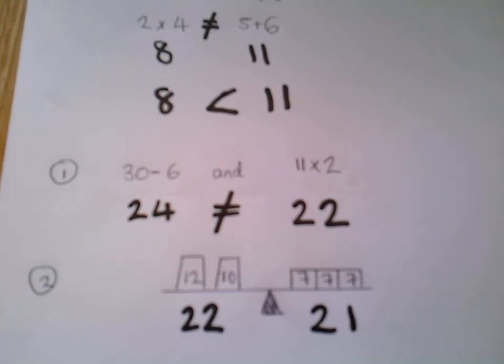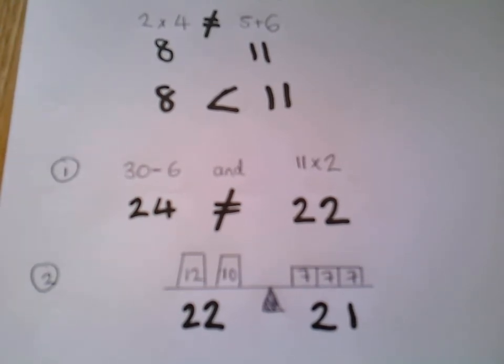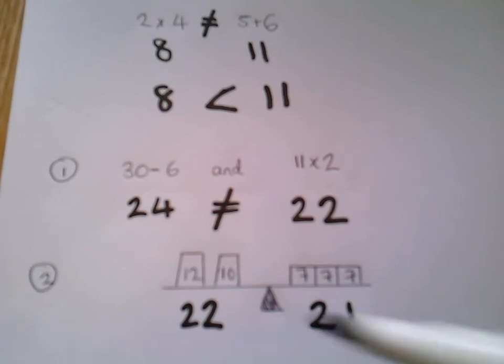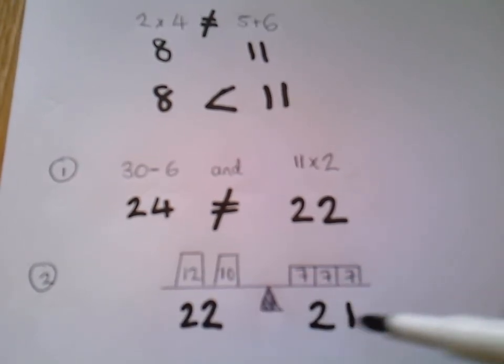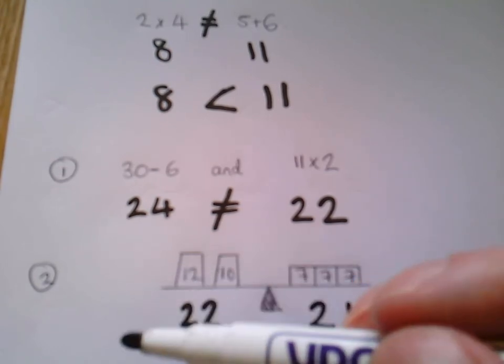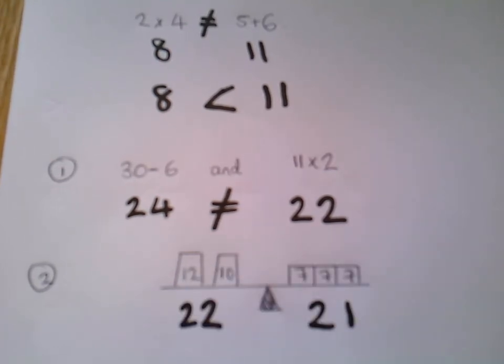So I can see that the left hand side is not the same as the right hand side, so they wouldn't be balanced. So not balanced, and in fact the left hand side is slightly heavier than the right hand side, so the seesaw would go down this way, so not balanced. So there's an example from number 2.